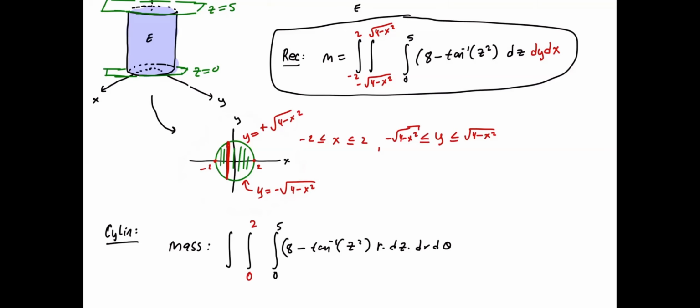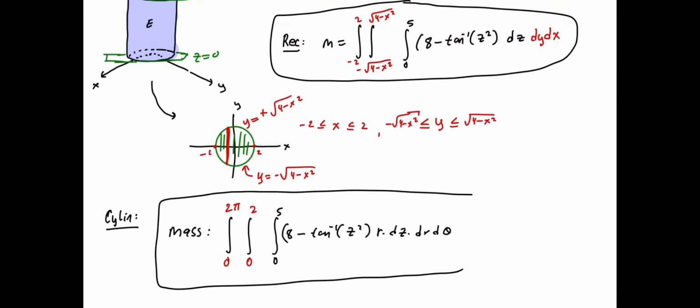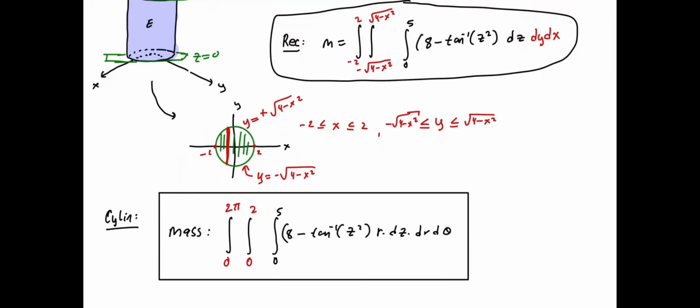And then theta is going to go on entirely. So we'll have from 0 all the way around to 2 pi. So 0 to 2 pi will be the setup for theta. So there you have it. This is the setup in cylindrical coordinates. It looks much easier than rectangular coordinates. And I think evaluating it will also be quite simple, but we're not doing it for this problem.